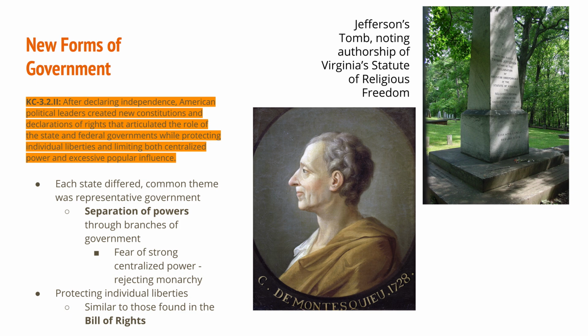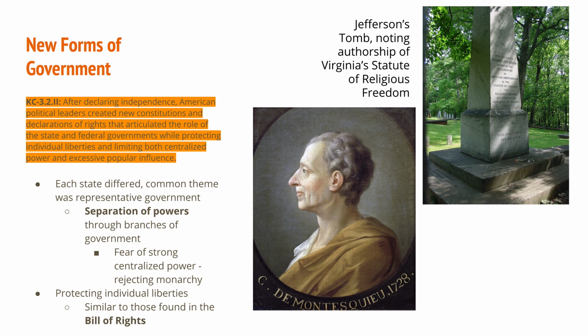Next key concept here says, after declaring independence, American political leaders created new constitutions and Declaration of Rights that articulated the role of the state and federal governments while protecting individual liberties and limiting both centralized power and excessive popular influence. So this is to say that the colonists were rejecting strong centralized power. They were leaving a monarchy with a parliament that they saw as tyrannical. And so therefore, they overcorrected the other way. They wanted a very decentralized form of government. So that's where the Articles of Confederation got most of its structure.